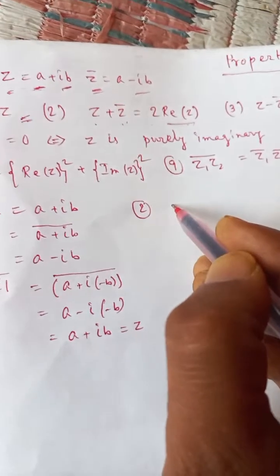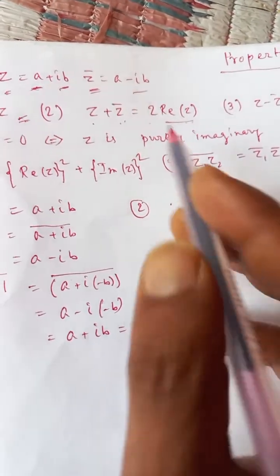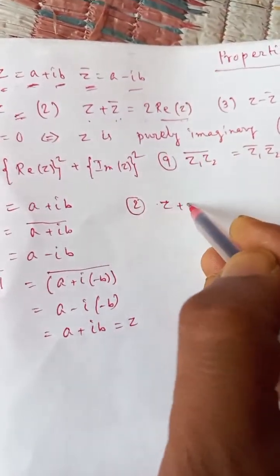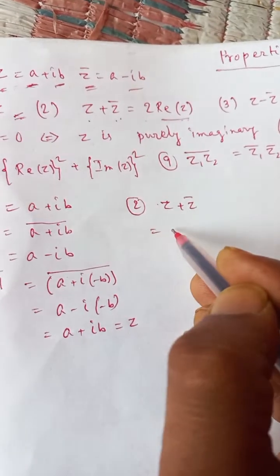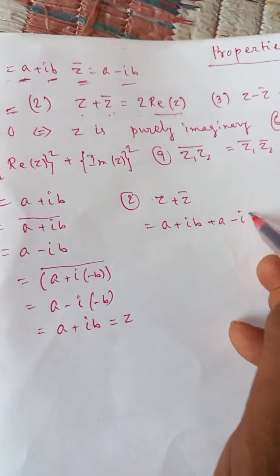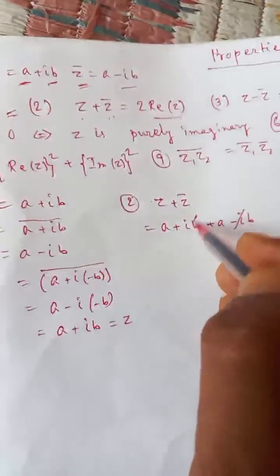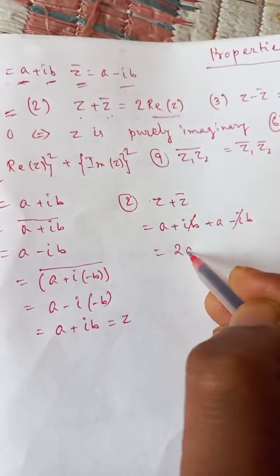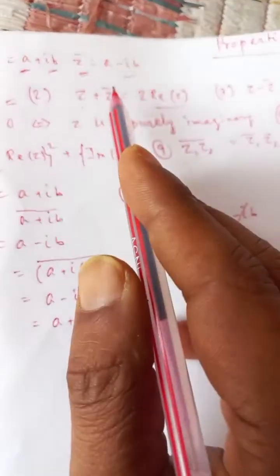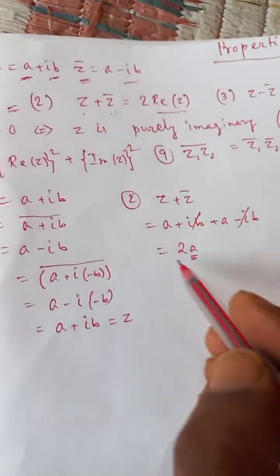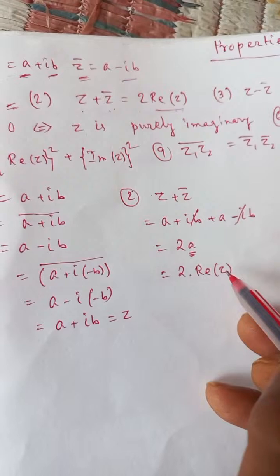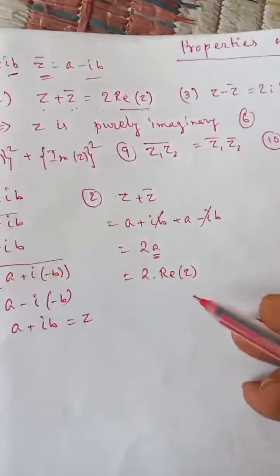We have taken Z equal to a plus iota b, and Z bar is equal to a minus iota b. So Z plus Z bar is equal to a plus iota b plus a minus iota b. So the iota b cancel each other. Here it will be 2a. So a is the real part of the complex number, which is real Z. So this will be 2 into real Z. No imaginary number here.